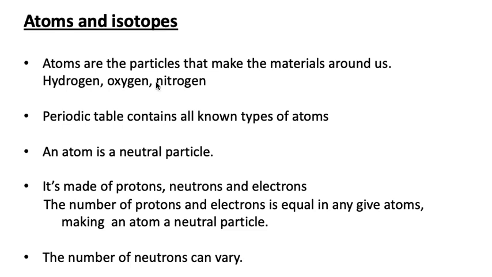If you want to know what different types of atoms are there around us that make the universe, we can take a quick look at the periodic table of elements in chemistry. That contains all kinds of atoms that we know so far.